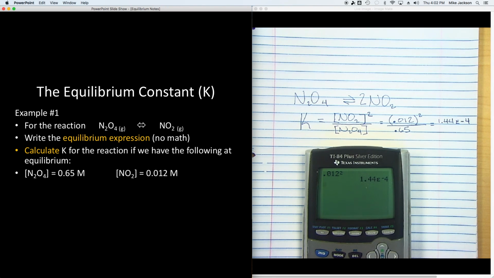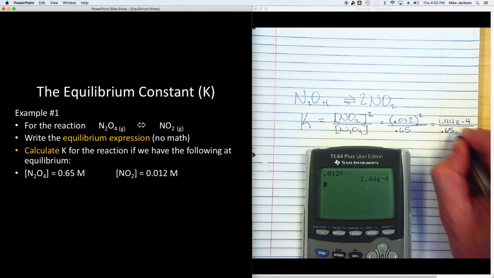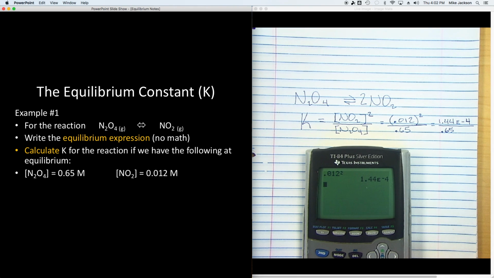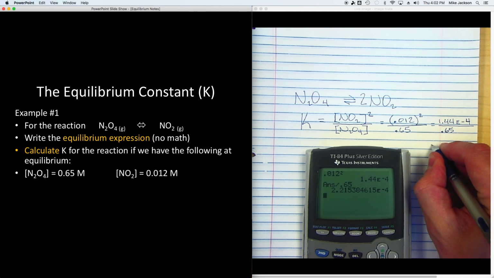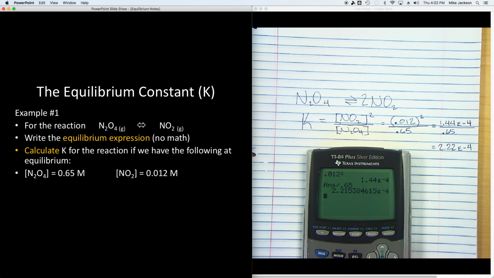And the E in the calculator translates to times 10 to the. If we were to translate that into standard notation, that would be 0.000144. So keeping it with the E notation just kind of saves us a little work. All divided by 0.65. So in our calculator, we can keep what we have in the numerator just on the screen, divide by 0.65, and our equilibrium constant is 2.22 times 10 to the minus 4. And that is our K value.